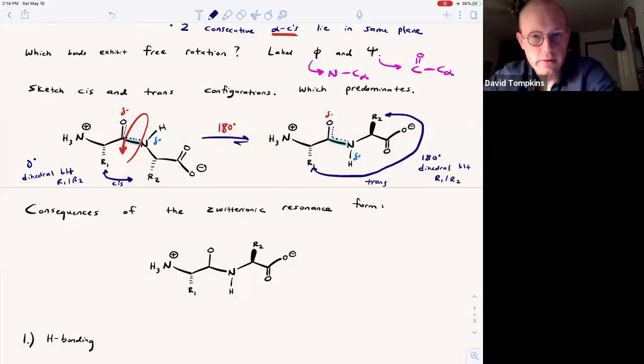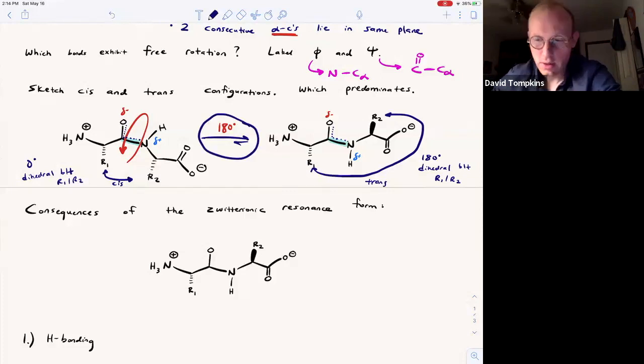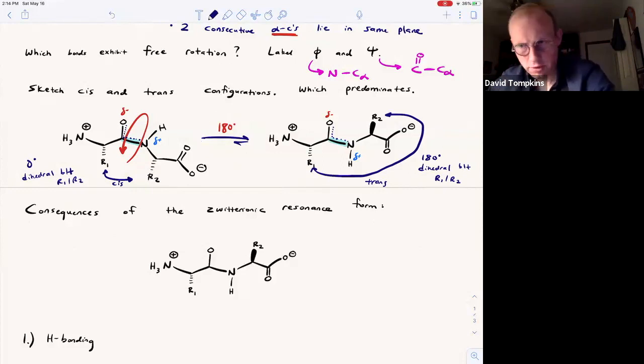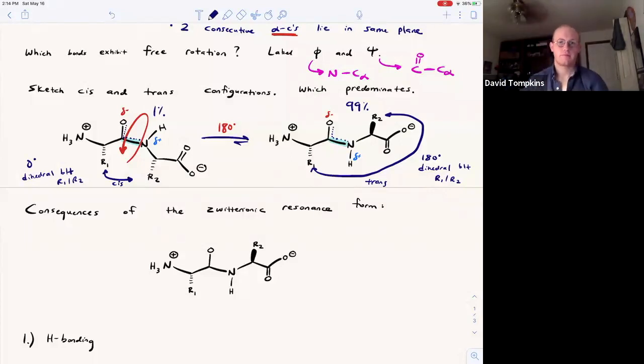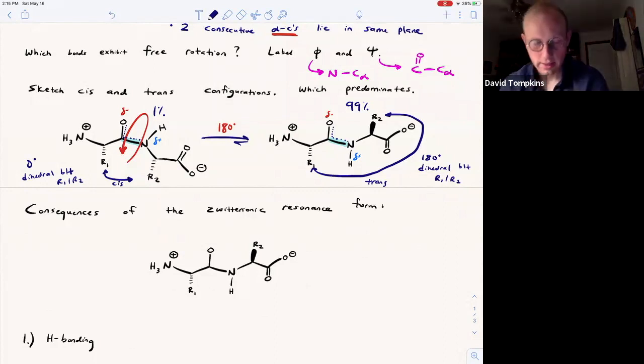And almost every single amino acid prefers to form a peptide bond in the trans configuration. So if these were allowed to equilibrate upon addition of high temperature or UV light, and the bond were to break and rotate and then reform, you would find an equilibrium favoring more than 99% of trans and less than 1% of cis. For most amino acids, there's one slight exception to that rule that we'll talk about in a minute.